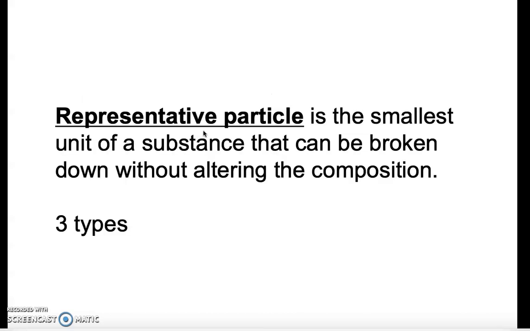Okay, so now we're going to look at representative particles, which I call the leg of the mole map. It's going to be a certain kind of calculation. A representative particle is the smallest unit of a substance that can be broken down without altering the composition. There are three types, depending upon the type of matter you're looking at.